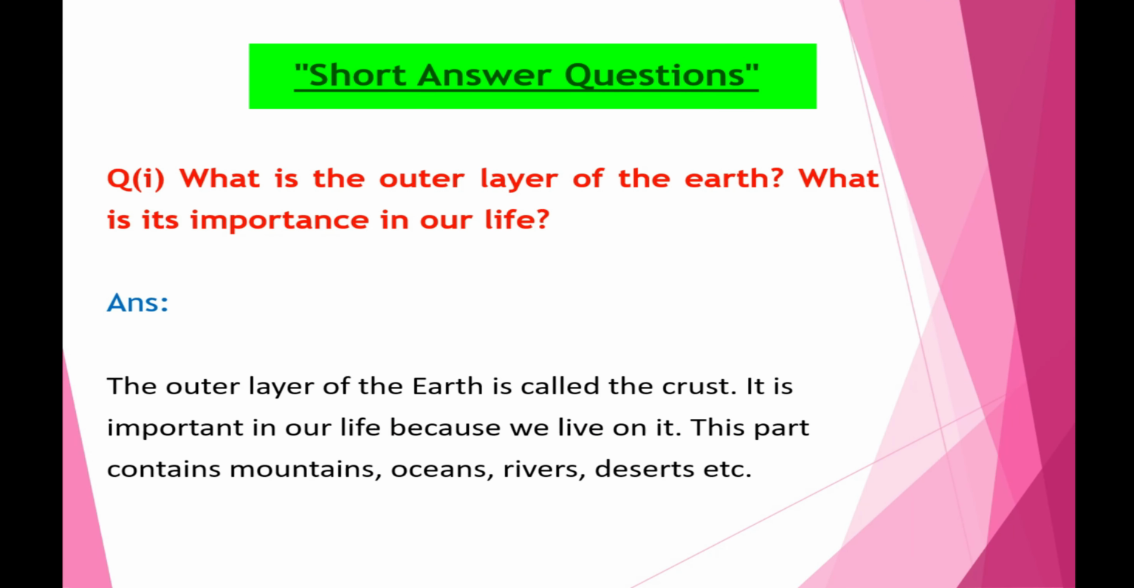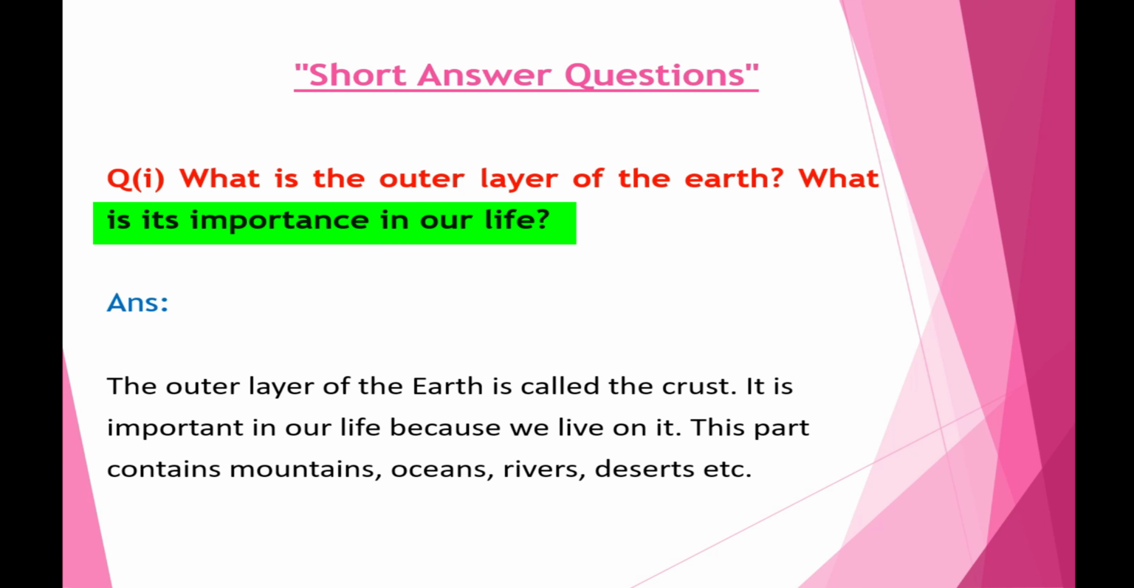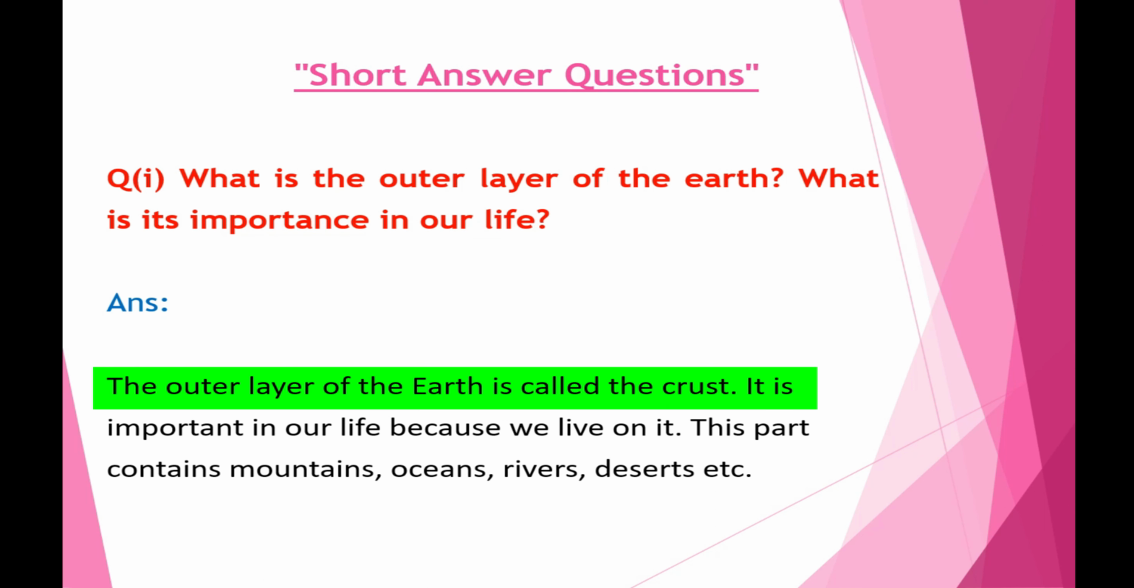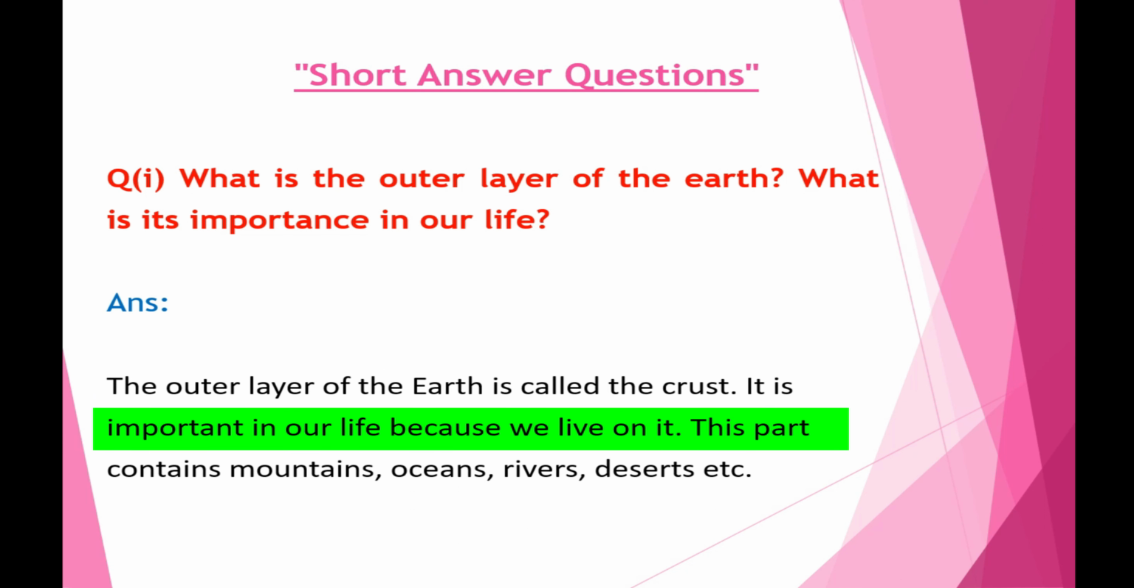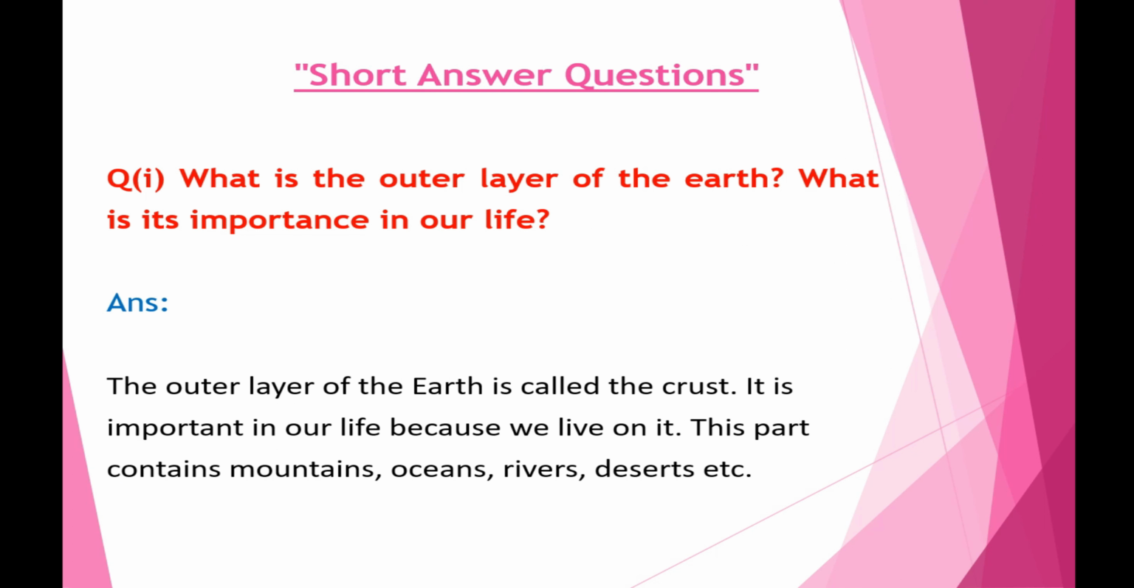Short answer questions. Question number 1. What is the outer layer of the Earth? What is its importance in our life? Answer. The outer layer of the Earth is called the crust. It is important in our life because we live on it. This part contains mountains, oceans, rivers, deserts, etc.